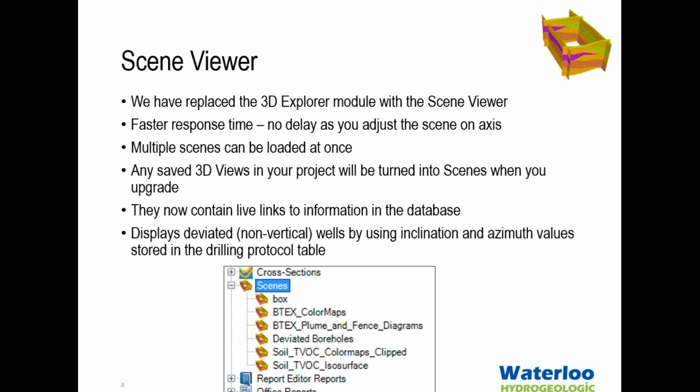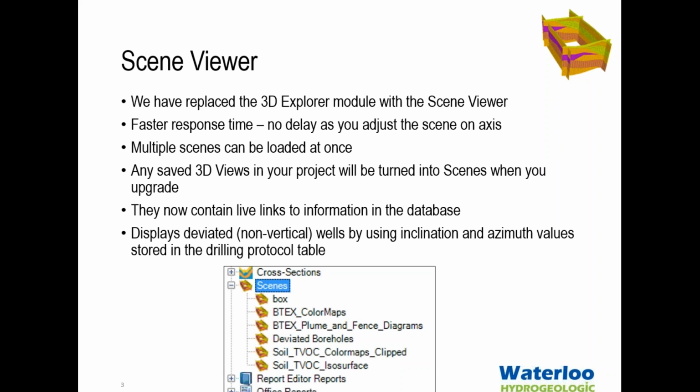The other difference is they're going to now contain live links to the information that's in the database. With the old 3D Explorer, your 3D views were in fact a snapshot in time. So when you created them, the information regarding the stations and the cross sections, whatever information you loaded into the 3D view, was just a snapshot. Now with the scenes, we have a live link back to the database. So if you were to make changes to your cross section, make changes to, say, the soil information for the stations, when you hit refresh in the scene, that new information is going to come right from the database into the scene.